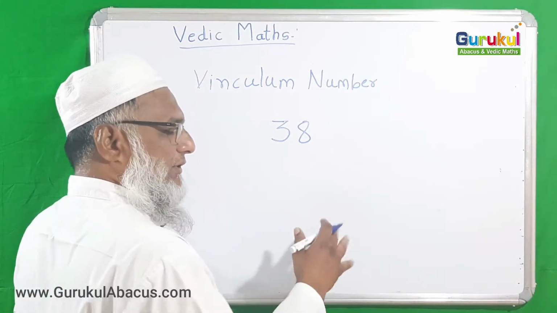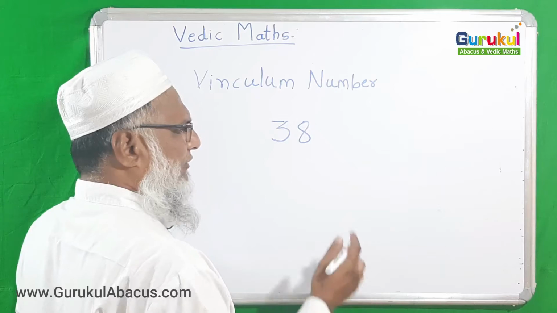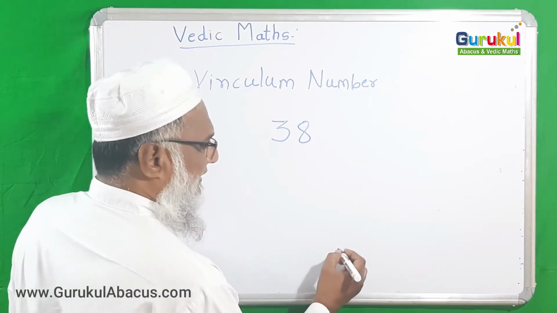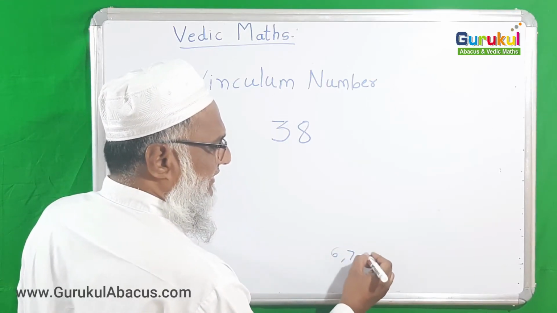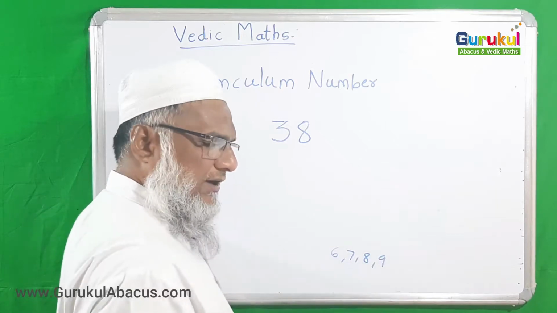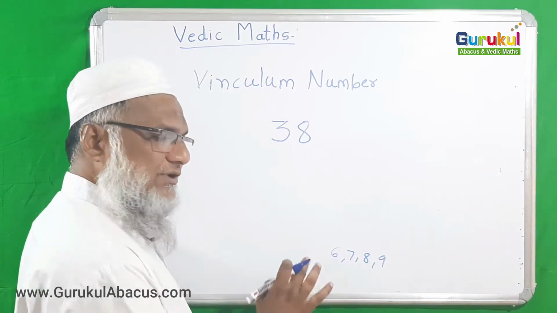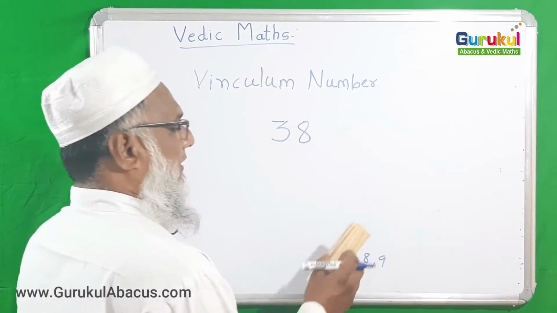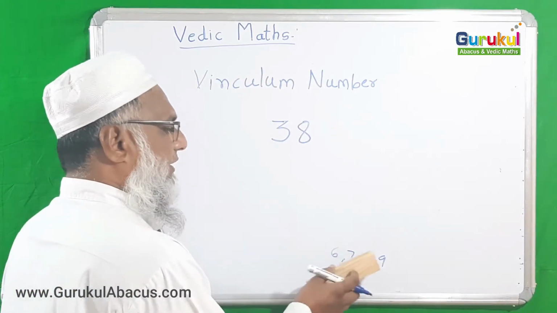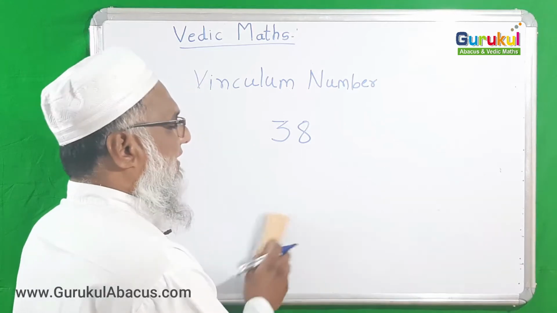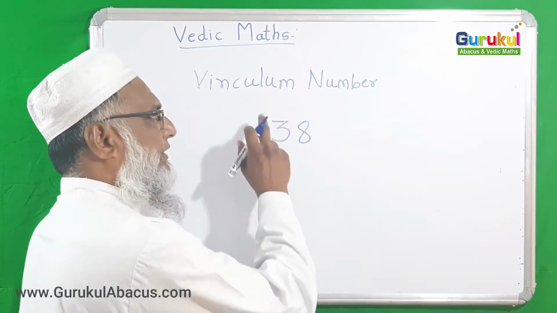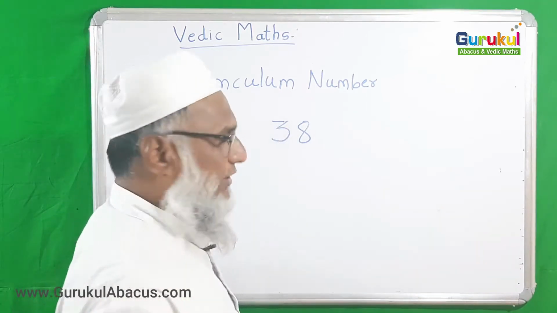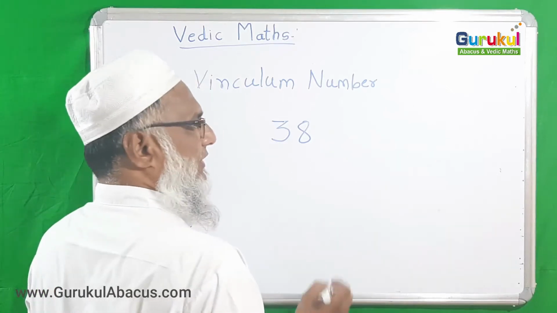Suppose in multiplication or division or any operation, we are getting the digits 6, 7, 8, 9. Then it becomes a little bit harder for us to solve. So there is an alternative to solve such hard examples, just by converting the number into Vinculum numbers. How to convert that, I am going to tell first.